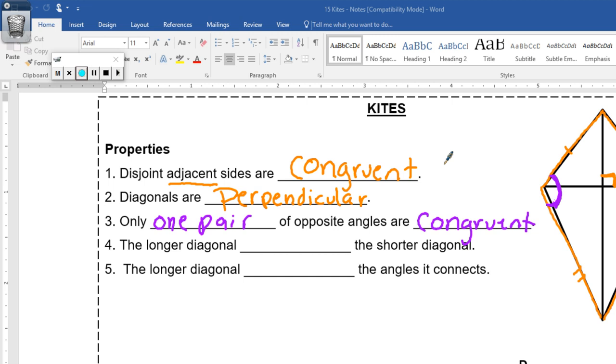Rule number 4 says the longer diagonal bisects the shorter diagonal. Remember, the word bisect means we're going to cut into equal parts. So the longer diagonal, this right here, is going to cut the smaller diagonal in two equal parts. That means this here is going to be equal to this here.